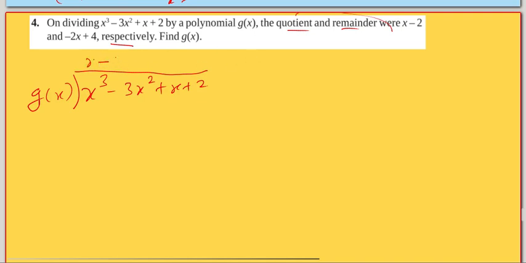So x minus 2 is the quotient and the remainder is minus 2x plus 4. Okay, we need to find g of x. So how to find this g of x? We have to find g of x only.